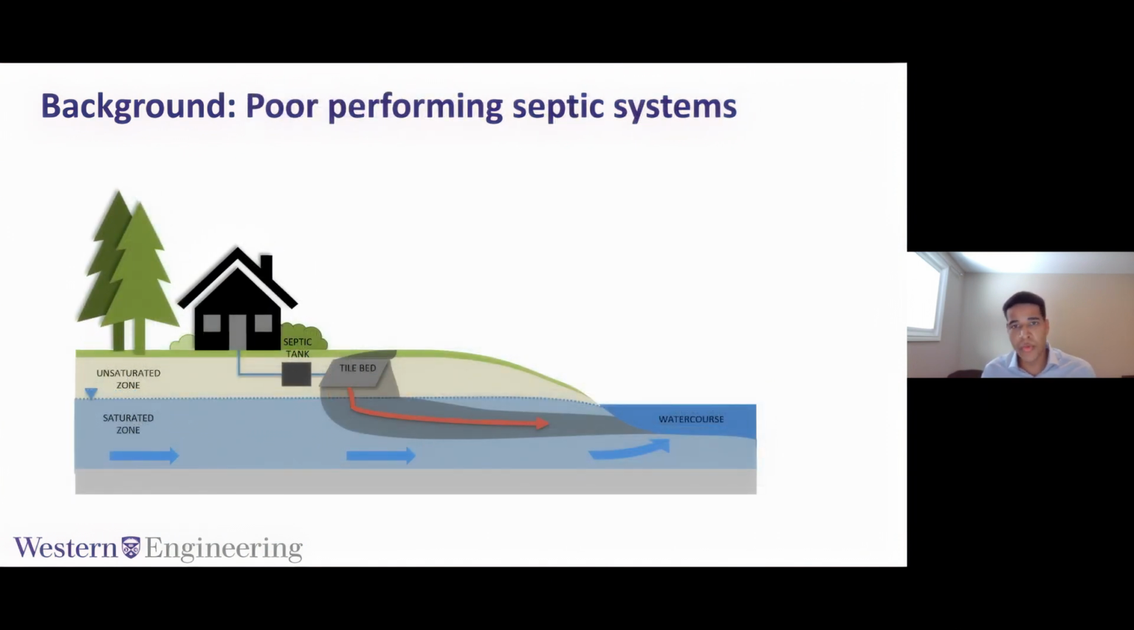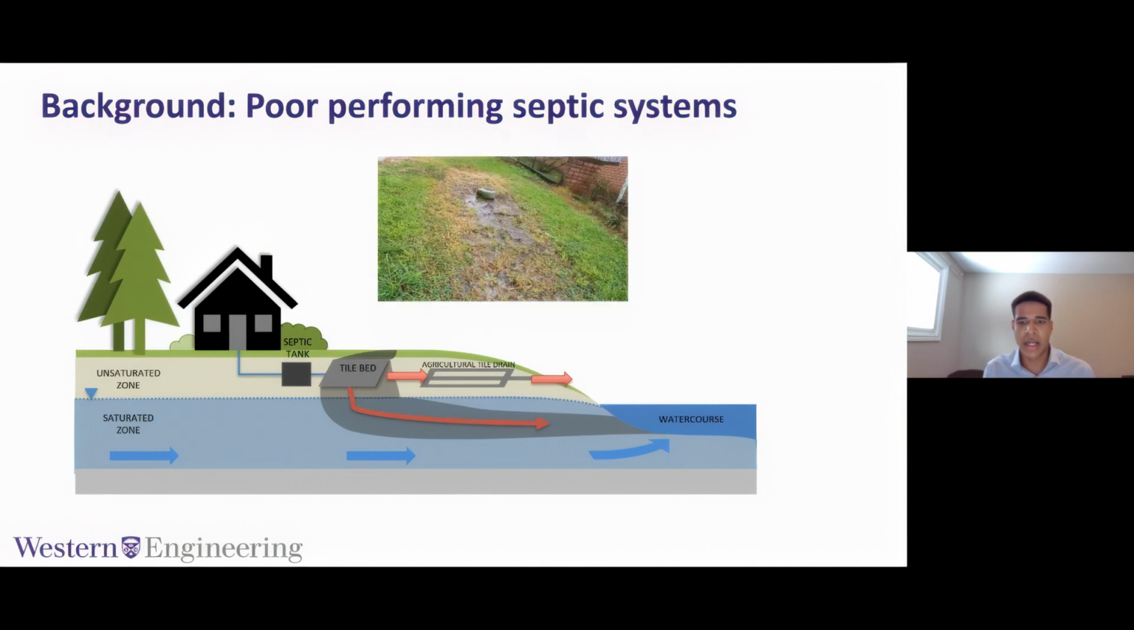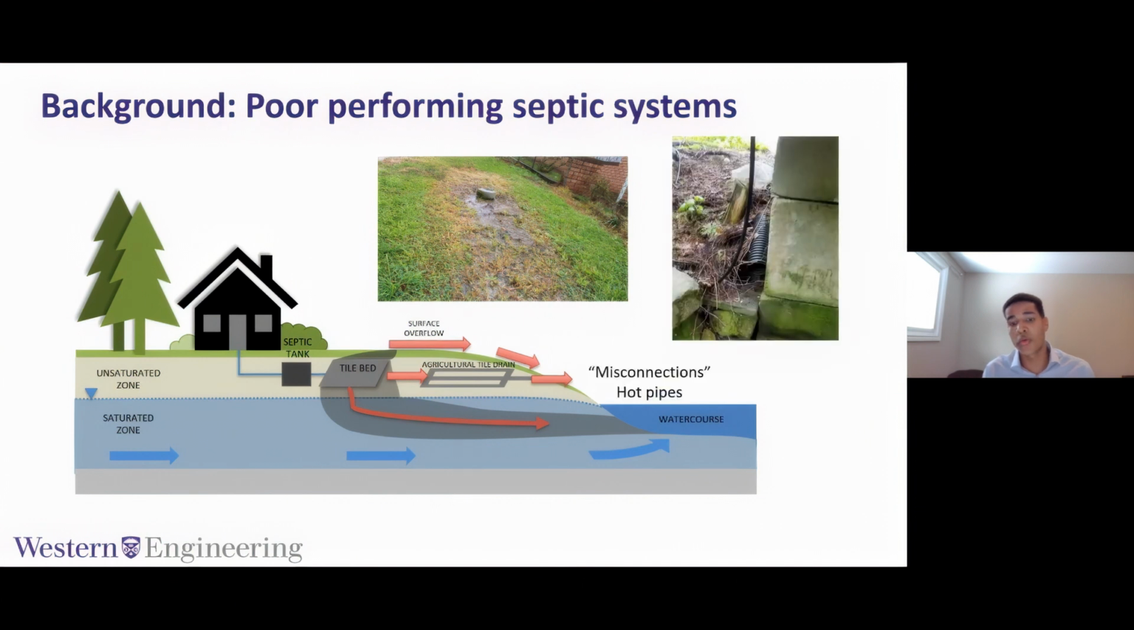So with a poorly performing septic system, the septic effluent or wastewater has a more direct pathway to the watercourse, leading to untreated effluent reaching the stream. And a few ways this can happen is if you have poor filtration of the wastewater through the soil media, or you have direct pipe connections to the septic tank, or you have overland runoff. It could be due to an elevated water table or an overloaded septic system.